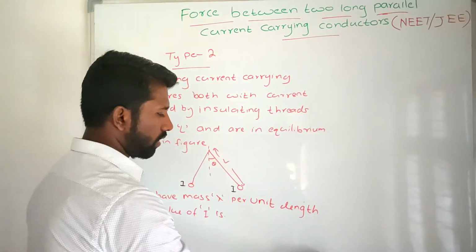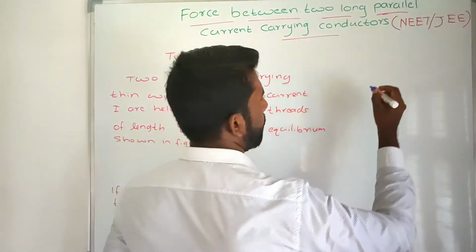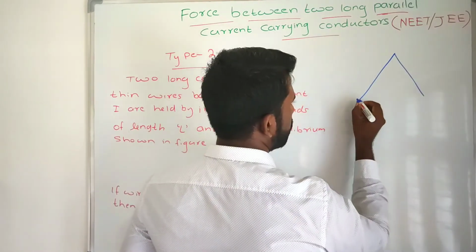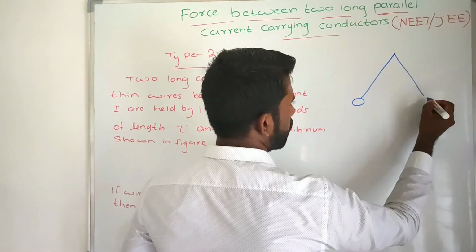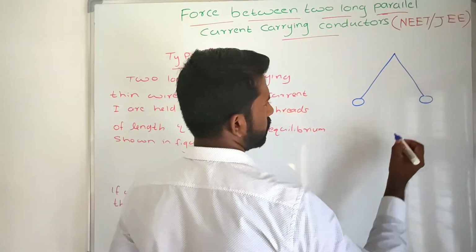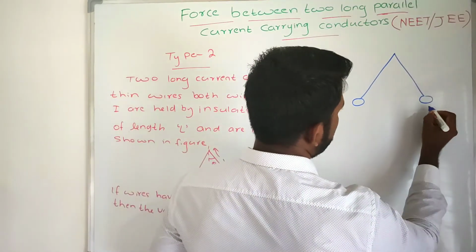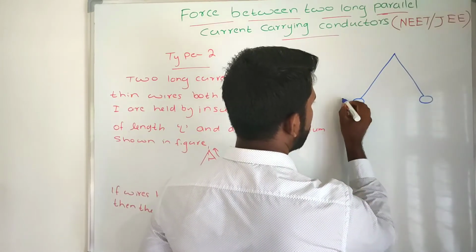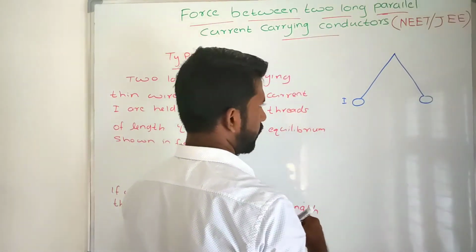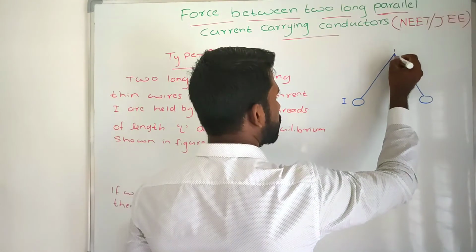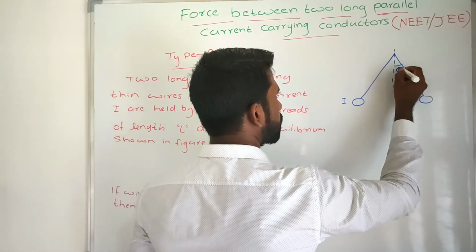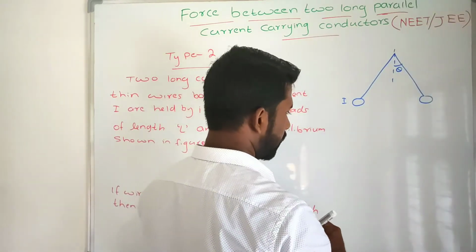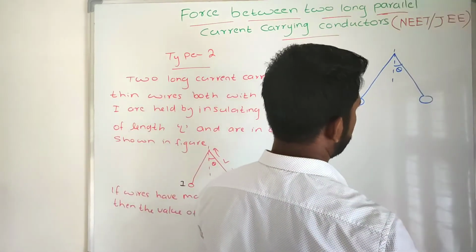We can draw the diagram. This is the insulating thread, this is one current carrying conductor, and this is another. The magnitude of the current is the same, here also I and this also I. What about this angle? This angle is theta, and this length is L. Now we will see what forces are acting on this.